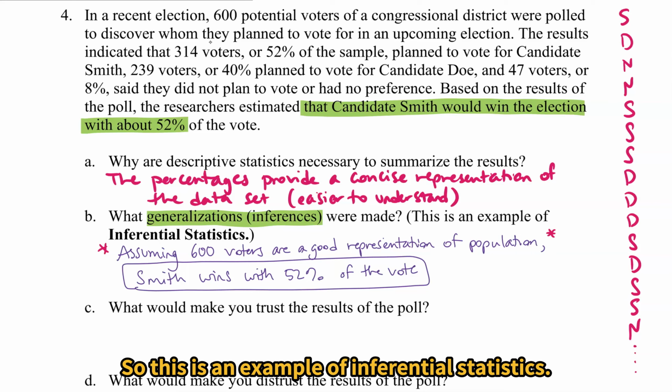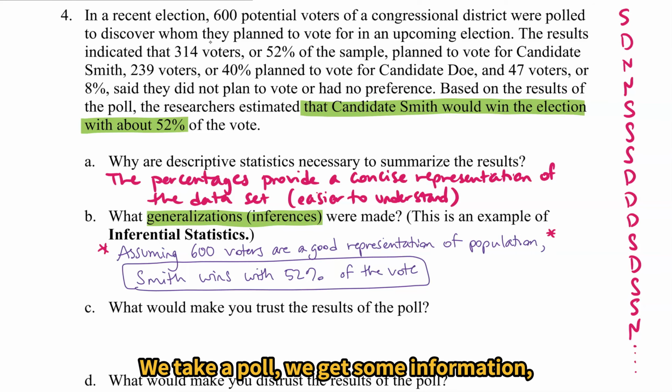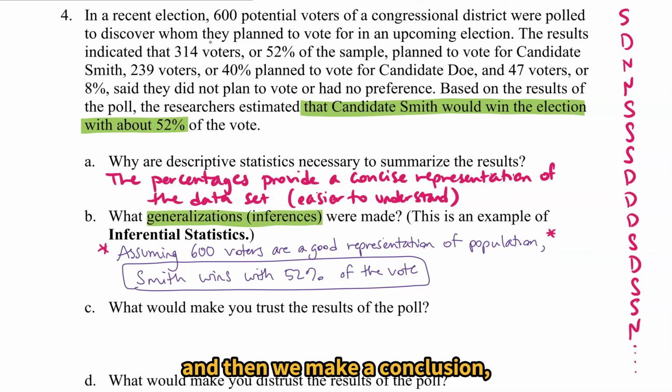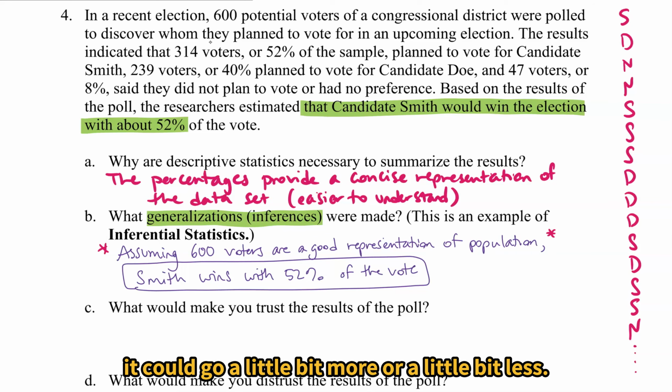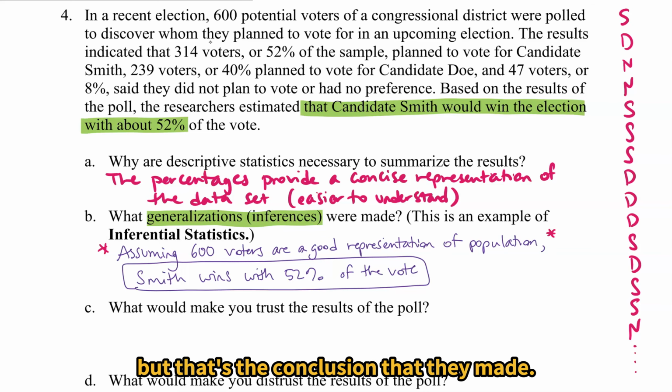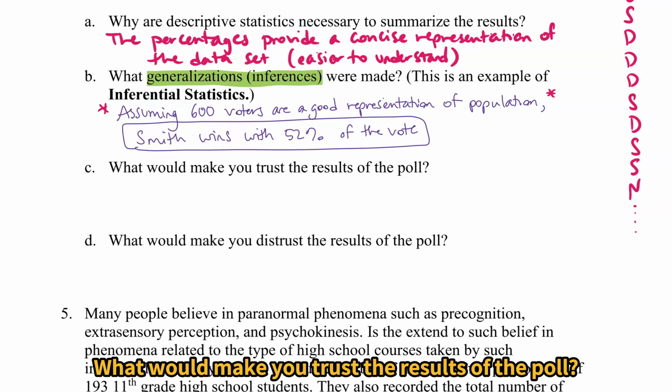So this is an example of inferential statistics. We take a poll, we get some information, and then we make a conclusion, a future prediction. Candidate Smith's going to win the election with this percentage of the vote. Granted, 52%, it could go a little bit more or a little bit less, but that's the conclusion that they made. So what would make you trust the results of the poll?